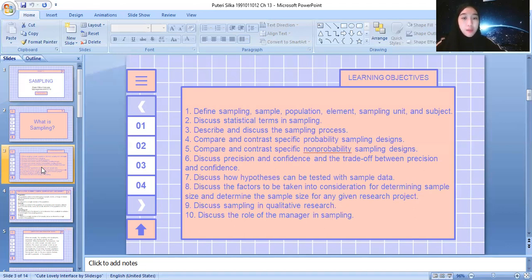Seventh, discuss how hypotheses can be tested with sample data. Eighth, discuss the factors to be taken into consideration for determining sample size and determine the sample size for any given research project. Ninth, discuss sampling in qualitative research. And the last is discuss the role of the manager in sampling.